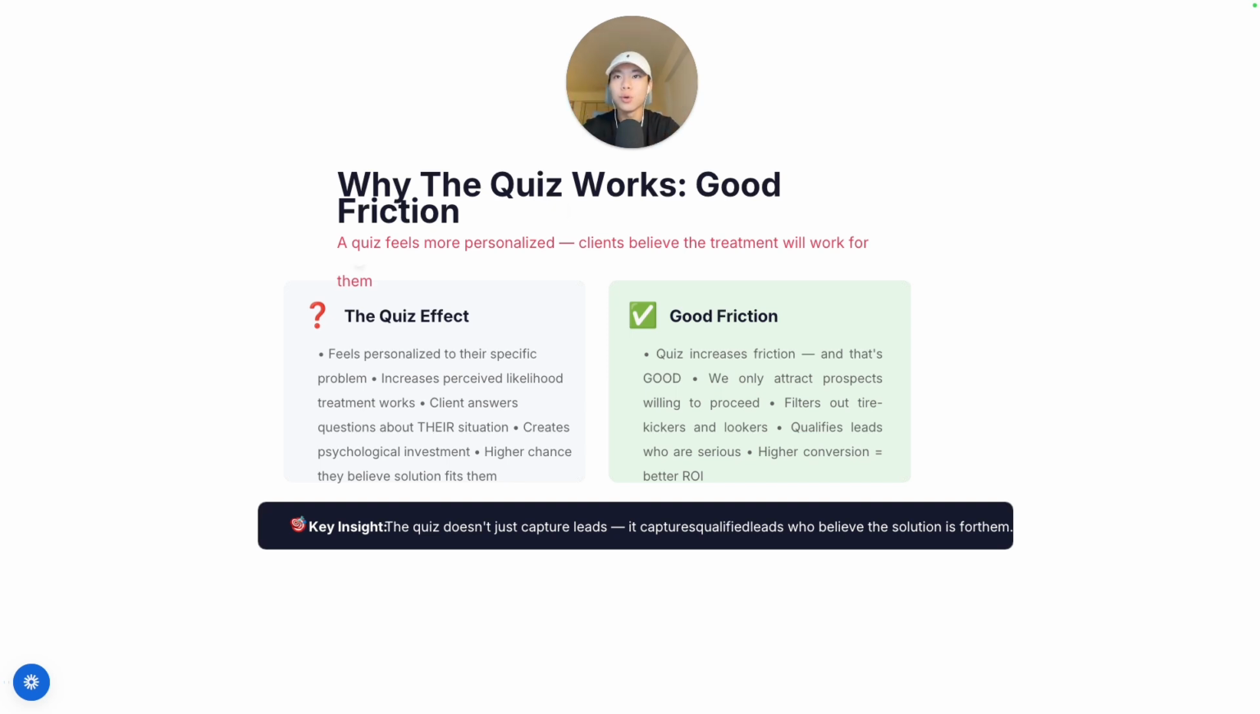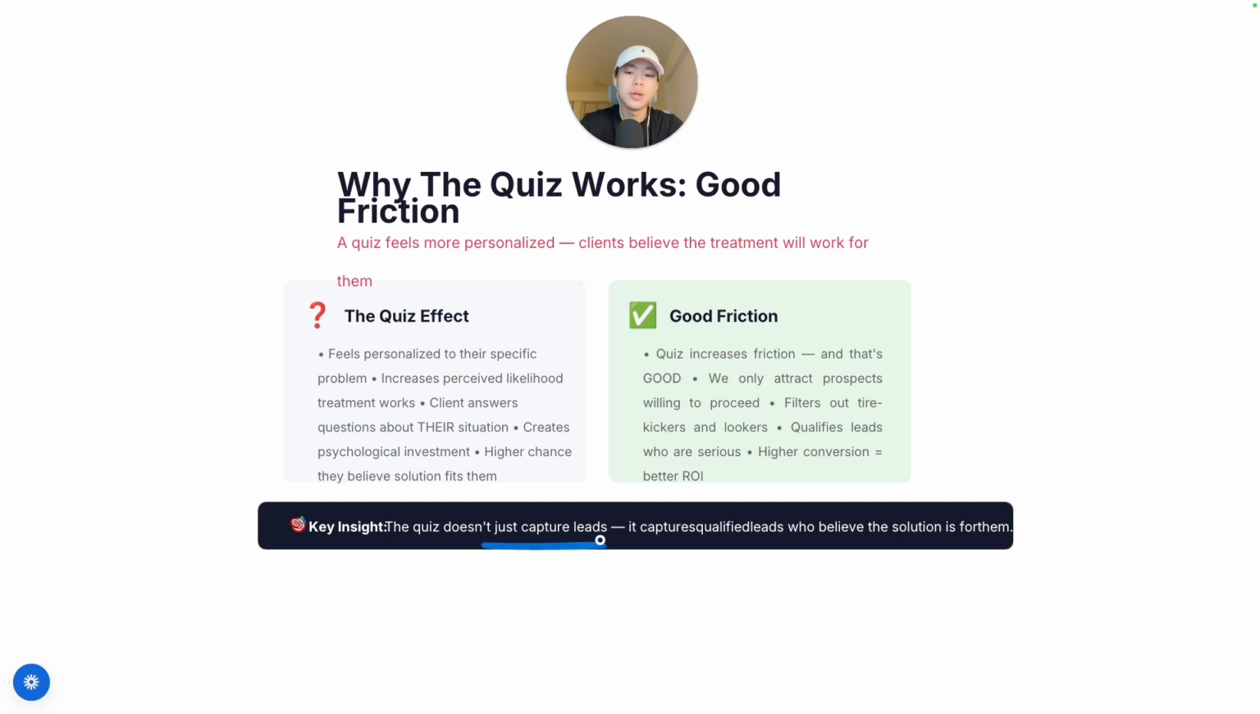The main goal of the quiz is to make the entire process feel very personalized, so the clients will believe that the treatment will actually work for them. The effect of a quiz is that it feels personalized to a specific problem, and it increases the perceived likelihood that the treatment works. The client answers questions about their situation, which creates a psychological investment. What good friction does is attract the prospects who are willing to proceed and filter out the tire kickers and just the unqualified. It attracts the qualified leads who are serious, and this results in higher conversion, which equals higher return on investment.